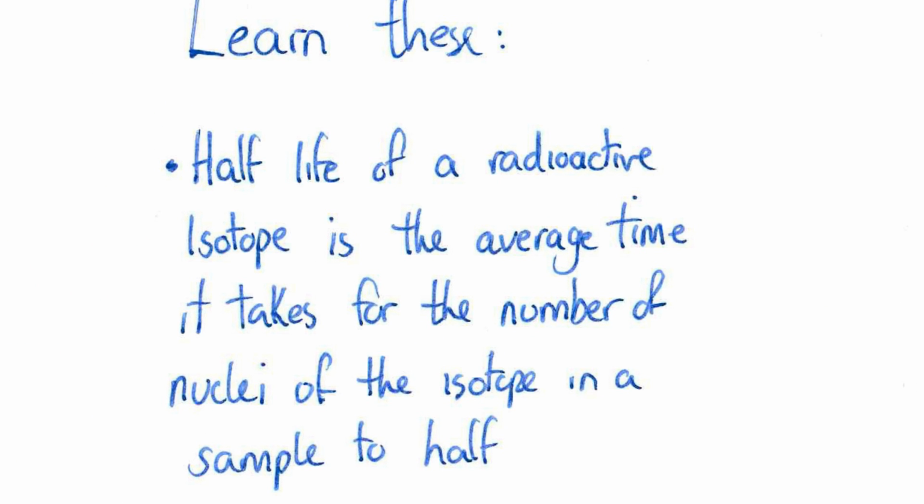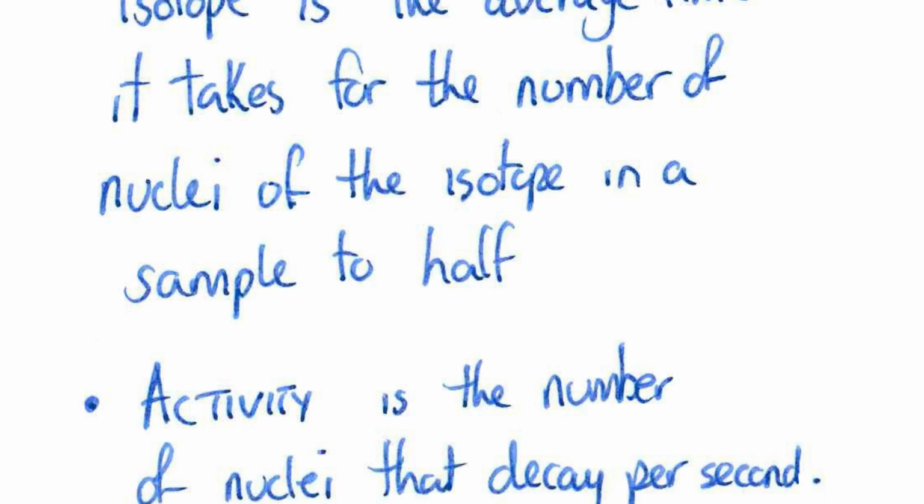You need to know the following things. You may be asked this. They may say, define what we mean by half-life. And you can remember this word for word. The half-life of a radioactive isotope is the average time it takes for the number of nuclei of the isotope in a sample to halve. You need to remember that word for word. Well worth doing a card on that.